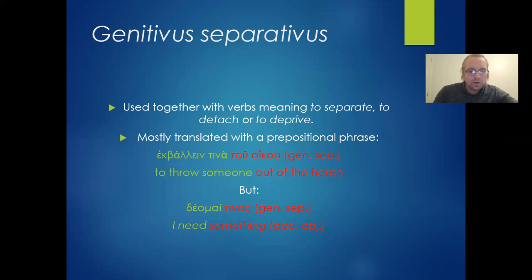So we begin with the separative genitive, the so-called genitivus separativus, which is used together with verbs with the meaning of to separate, to detach, or to deprive, and the like. In English, the separative genitive is often best translated with a prepositional phrase. So that's, for instance, the Greek phrase ekballentina tu oiku could be translated as to throw someone out of the house.